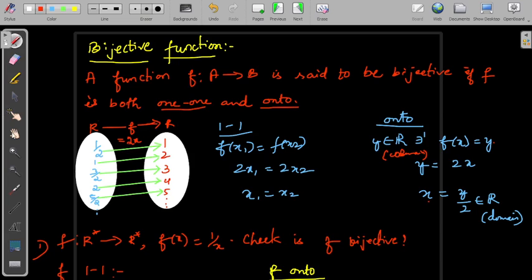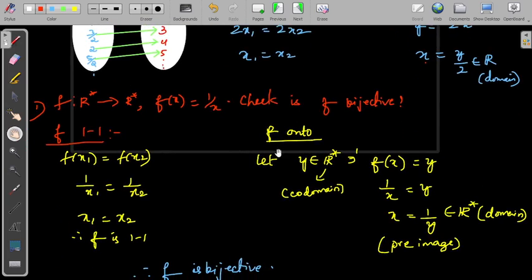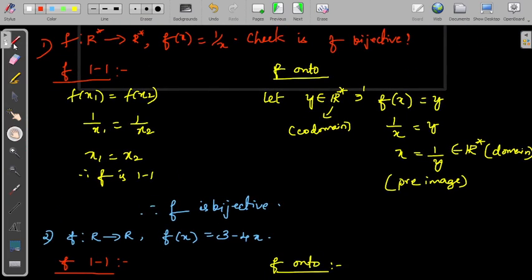So let me consider a few examples. First example is f from R star to R star, where R star is nothing but R minus the set containing 0. 0 is eliminated from the set of all real numbers. I had given you the function as f of x equal to 1 by x. We have to check is this function bijective.